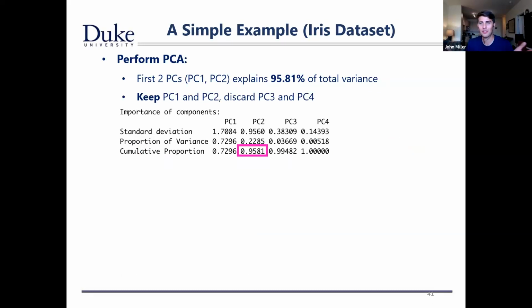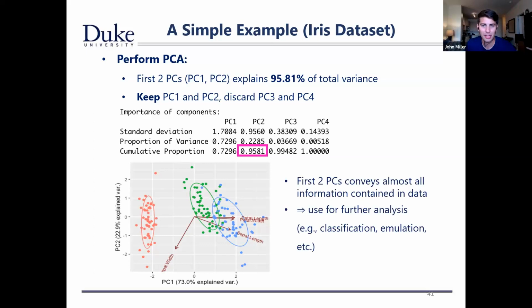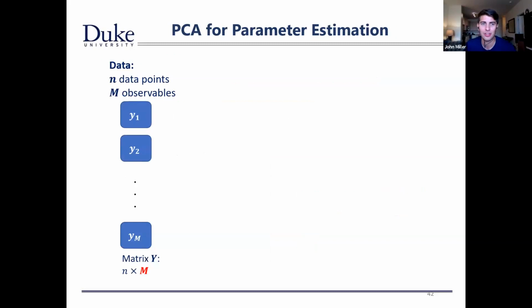To make things computationally easier in modeling, let's say we just throw out the 3rd and 4th dimensions because they don't give us that much information. We just take these first 2. Here you can see a plot of these first components, and of the 3 classes in our data set, we can already see some separation based on just these two components. So they give us all the information we need about identifying these plants, for example. Doing this kind of dimension reduction is often a useful tool for other downstream tasks like classification and emulation.